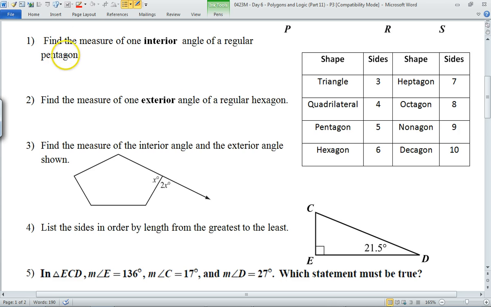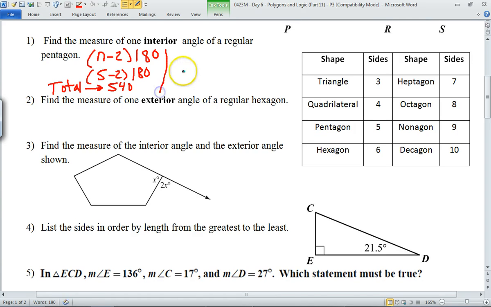So let's do problem number 1. Find the measure of one interior angle of a regular pentagon. So a pentagon is 5 sides, right? So we can just use the formula. We're just going to use n minus 2 times 180. So for a pentagon, that's going to be 5 minus 2 times 180. What does that come out to be total? 540. Now that is the total degrees.